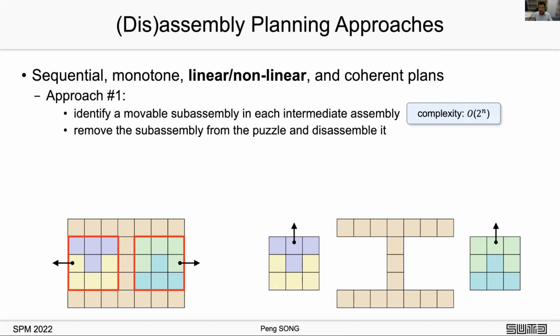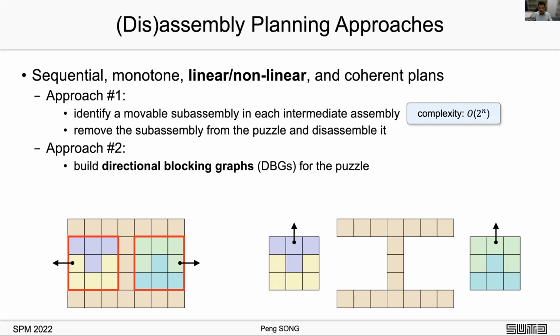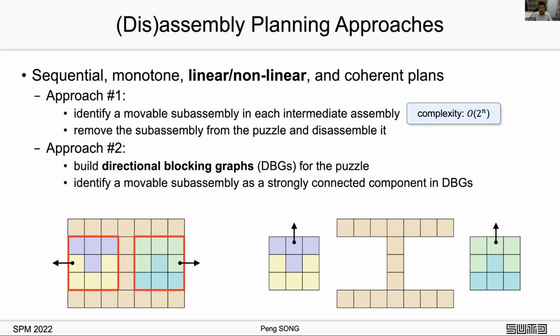The complexity of identifying a movable sub-assembly in the puzzle is big O 2 to the power n, since there are 2 to the power n combinations of the puzzle pieces. To speed up the approach, we can build directional blocking graphs for the puzzle. Then we can identify a movable sub-assembly as a strongly connected component in the graphs. And next, we can remove the sub-assembly and disassemble it.